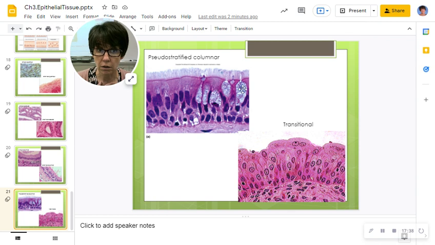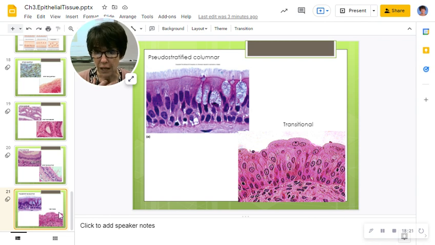Pseudo-stratified columnar. What's nice about them is that they often have microvilli or cilia attached, so that's helpful in determining whether it's pseudo-stratified columnar or stratified columnar. But they might also have a glandular component to them, like these little goblet cells here. And the nuclei just tend to be kind of random, and that sort of helps with the pseudo-stratified. But honestly, I always look for this fringe here, and that usually is my clue that it's the pseudo-stratified.